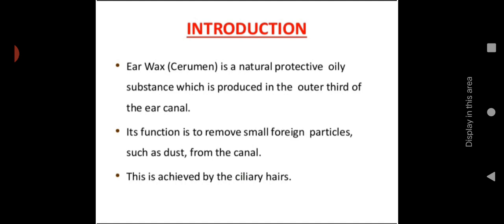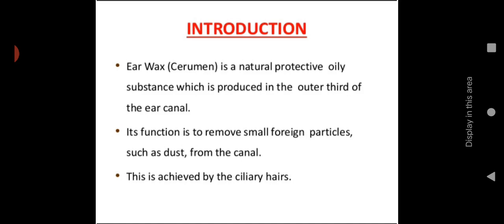Let me ask you one question. How many of you know that earwax is a normal thing which is present in your ear? Yes, it is a normal, naturally protective oily substance. So the main function of the earwax, maybe you discussed it in first year, is that it is a naturally protective substance.